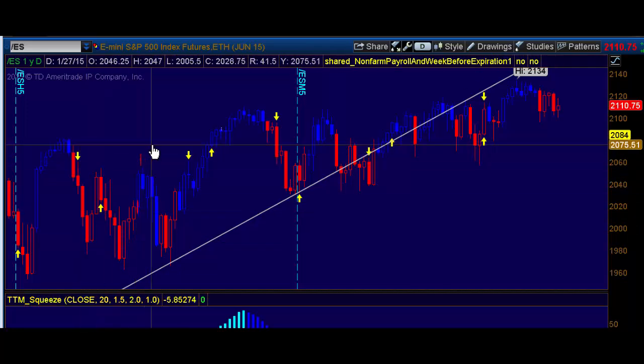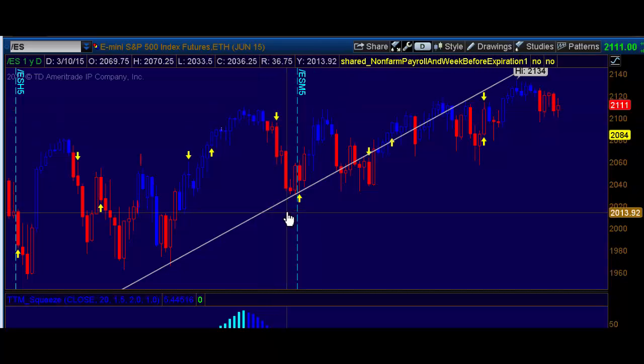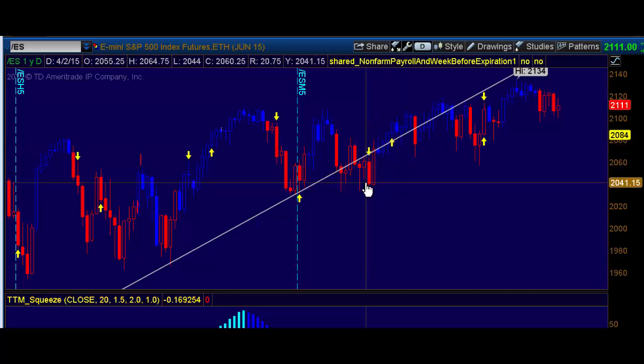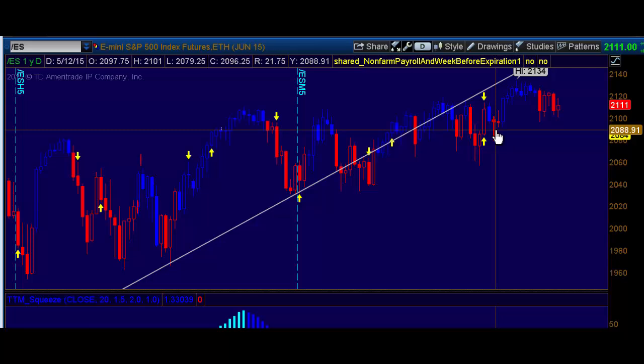So here we go, bid higher into the payrolls, would come off again. Bid higher, payrolls, come off again. End of the week prior to the expiration, bid higher into the payrolls. It didn't come off very much right there, but certainly did here. Up she goes, down she goes again.